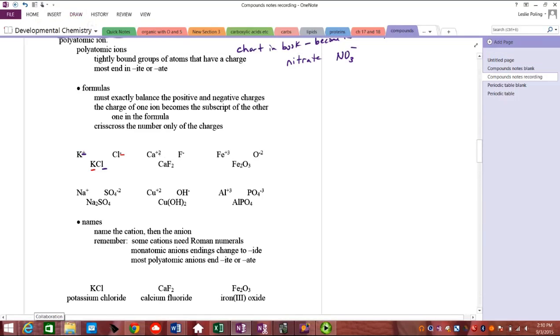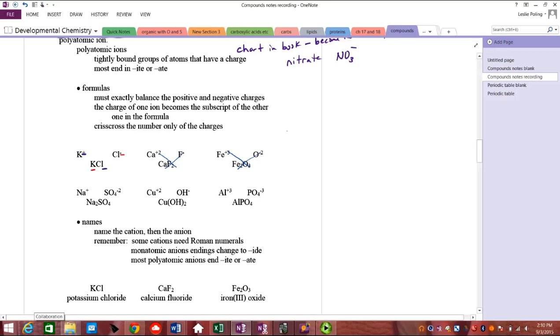So the 2 charge of calcium goes down to the subscript of the fluorine. The 1 charge of the fluorine goes down to the subscript on the calcium. Here the 3 of iron becomes the subscript on oxygen. The 2 charge on oxygen becomes the subscript on iron.